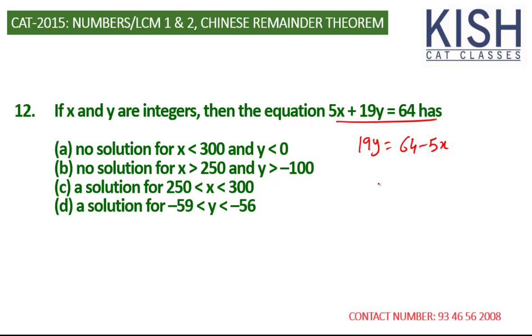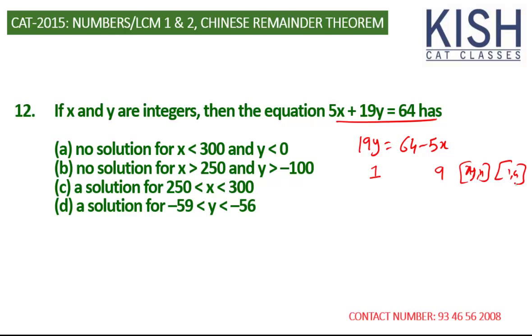So if y equal to 1, let's say, if y equal to 1, then x must be 9. That's how we can find the solution. If y equal to 1, x equal to 9. Now 19 ones are 19, 64 minus 5 nines are 45, 64 minus 45 is 19. So the first set of solutions for y and x is 1 and 9.